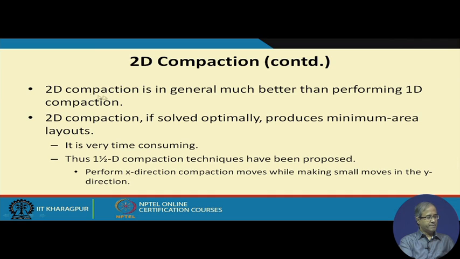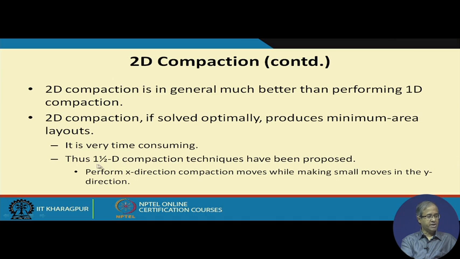So, generally speaking, as I said, 2D compaction gives better result as compared to 1D compaction, and if you can solve it optimally, which unfortunately is not possible because it is NP hard, it can produce minimum area layout. But as I said, because you have to make lot of checks and compares, it is quite time consuming, and 2D compaction per se is computationally not very feasible. So, what people do, they do something in between.